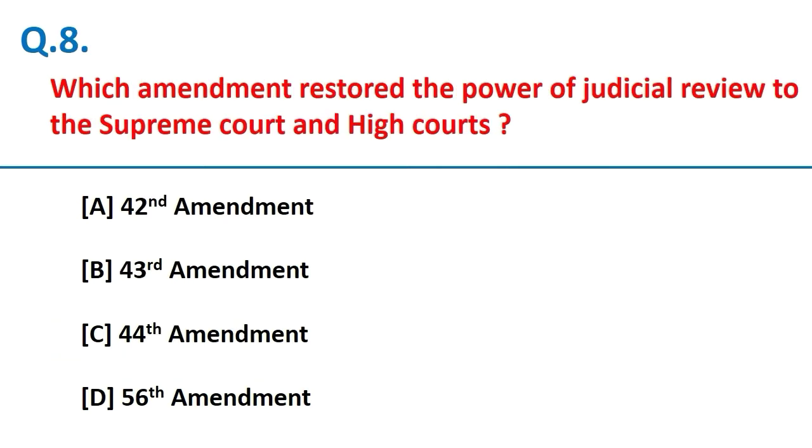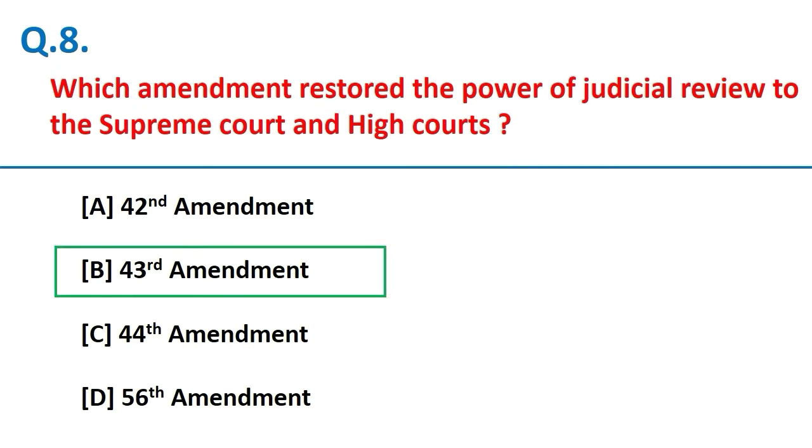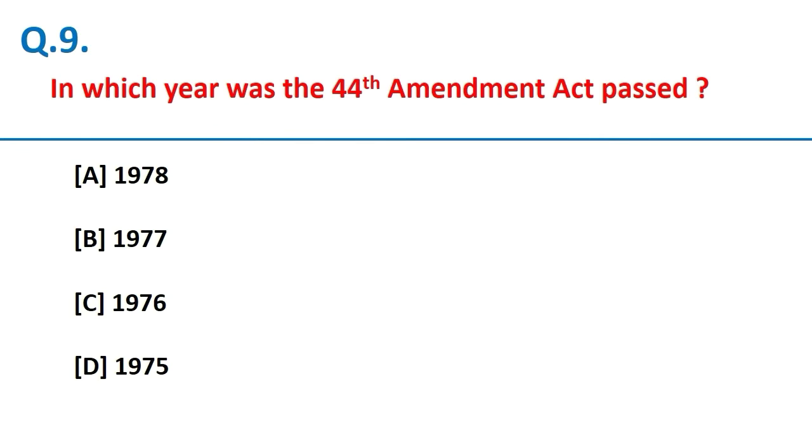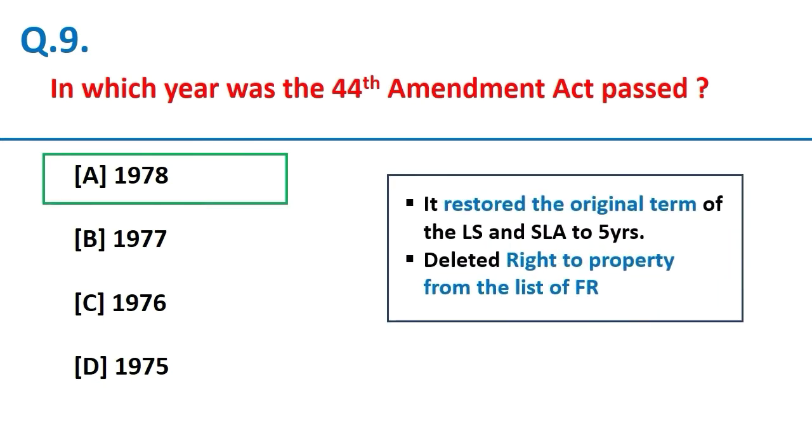Which amendment restored the power of judicial review to the Supreme Court and High Courts? 43rd Amendment. In which year was 44th Amendment Act passed? 1978. By this amendment, original term of Lok Sabha and State Legislative Assembly was restored to 5 years. Secondly, it deleted right to property from the list of fundamental rights.